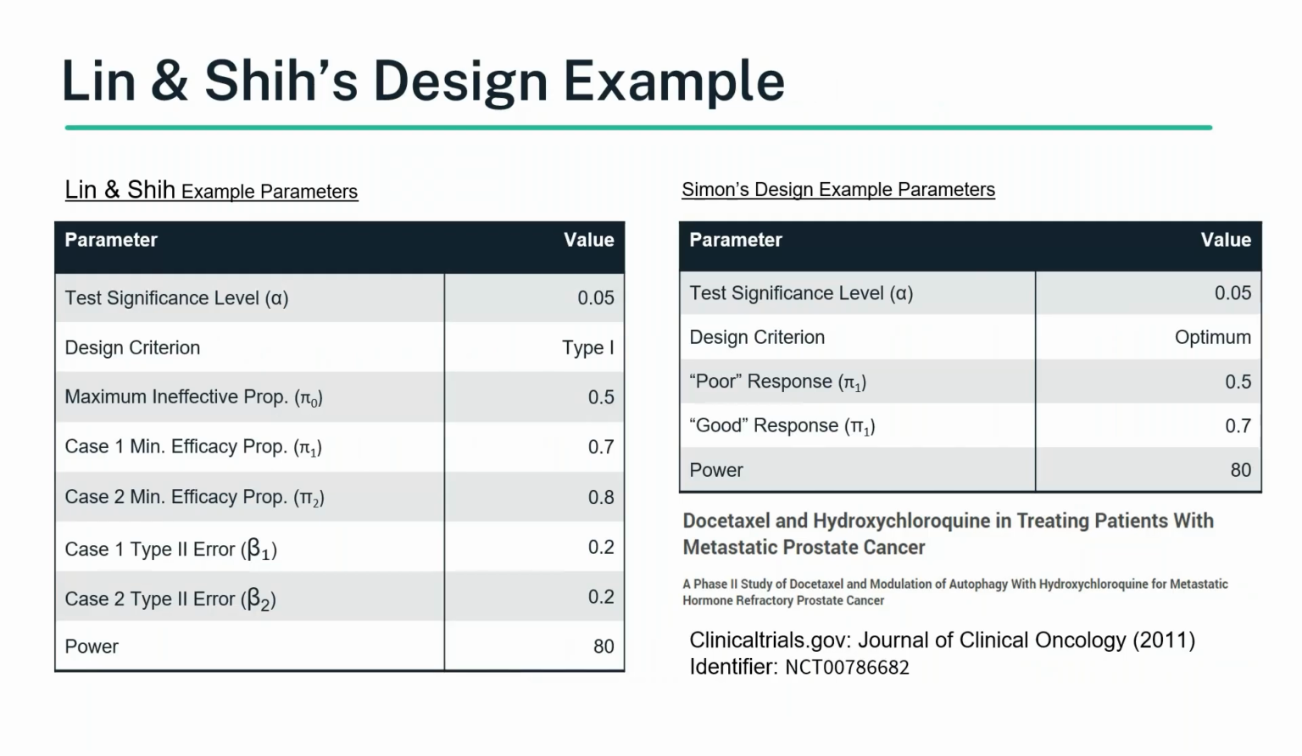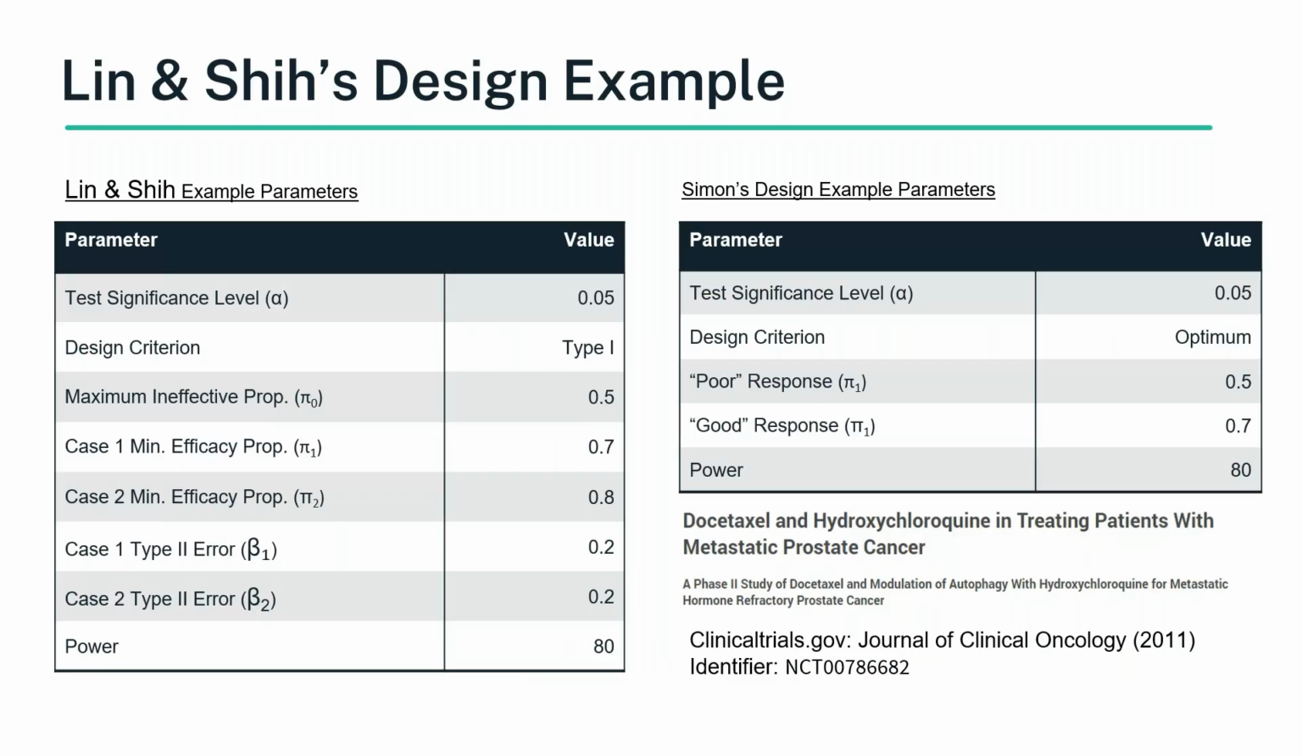This is once again extending that example, but most of the parameters are very similar to Simon's design example from earlier. But we will be assuming that instead of the researchers saying the minimum efficacy proportion, or the good proportion, as we called it earlier, instead of assuming that that's 0.7, we'll be saying that they think a value of 0.7 was a pessimistic estimate for it, and that 0.8 would be a more optimistic estimate for it.